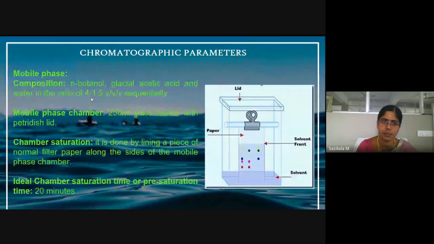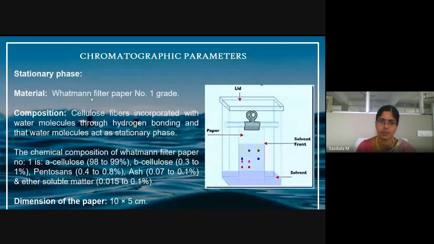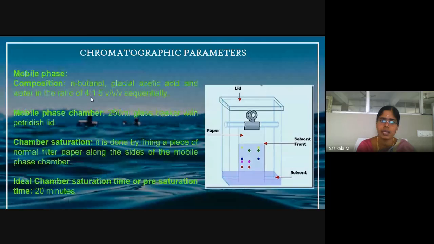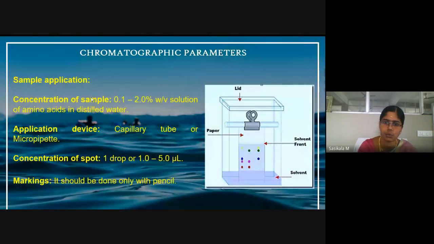Now you are ready with the stationary phase and mobile phase. You have selected Whatman filter paper of preferred dimension and the mobile phase of preferred solvent system, and it is saturated, getting ready for separation. Next, what we have to do, we need to apply the sample on the Whatman filter paper. What type of sample we need to choose? Mostly water soluble samples are preferred for paper chromatographic separation.